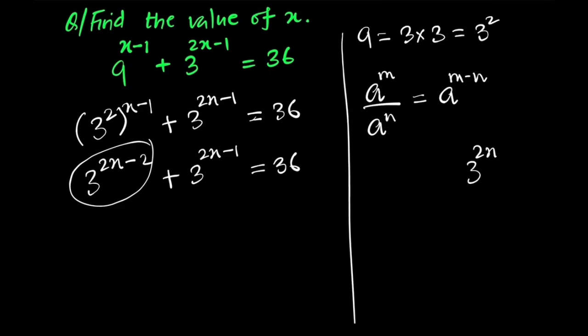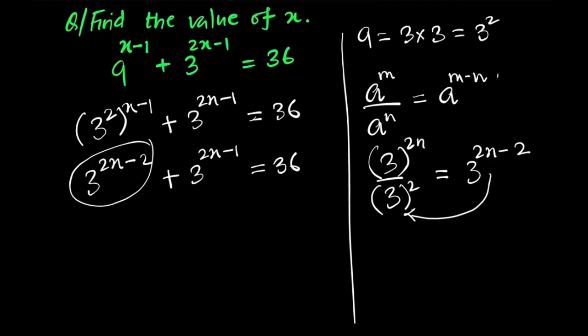3 raised to 2x minus 2. I can write this as 3 raised to 2x divided by 3 raised to 2, since I can distribute the power. So I am applying the quotient law in the reverse way, which means I am going backward from a raised to m minus n to a raised to m divided by a raised to n.